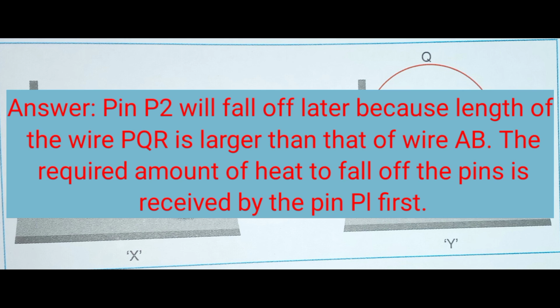Answer. Pin P2 will fall off later because length of the wire PQR is larger than that of wire AB. The required amount of heat to fall off the pin is received by the pin P1 first.